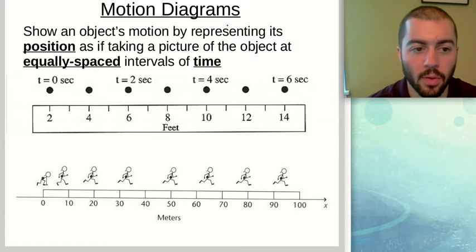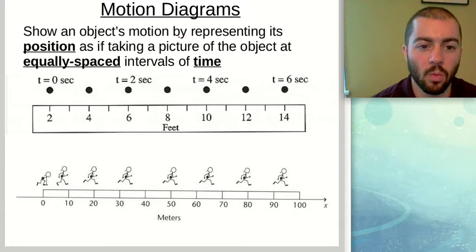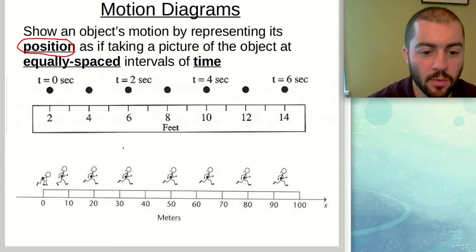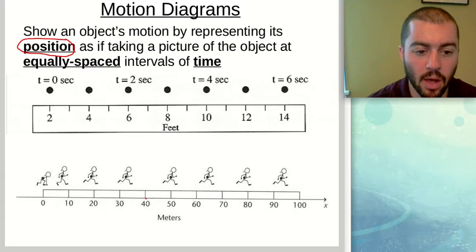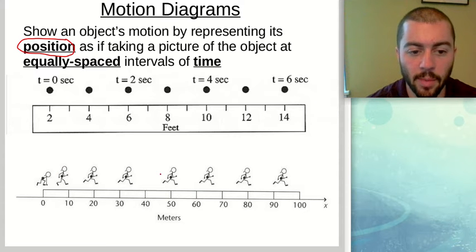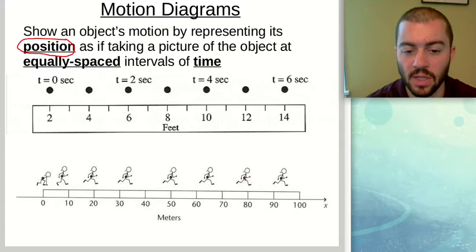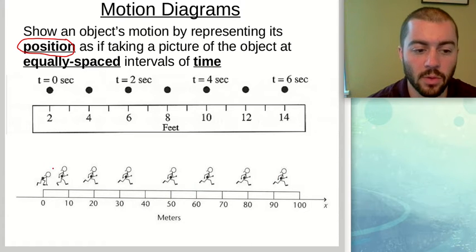So there's a couple important thoughts here. When we're looking at the object's motion, we're really looking at its position. All right, so if we look at the example down here of this bottom motion diagram, this is of a person running, right? So we're looking at this person's position over the course of time, and each of these pictures represents an equal time interval. So from picture 1 to picture 2, let's say a picture is taken every 2 seconds.